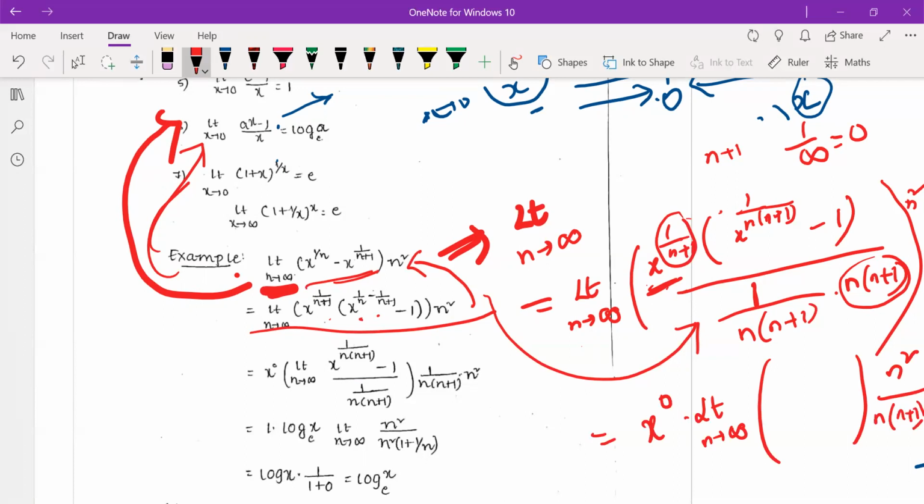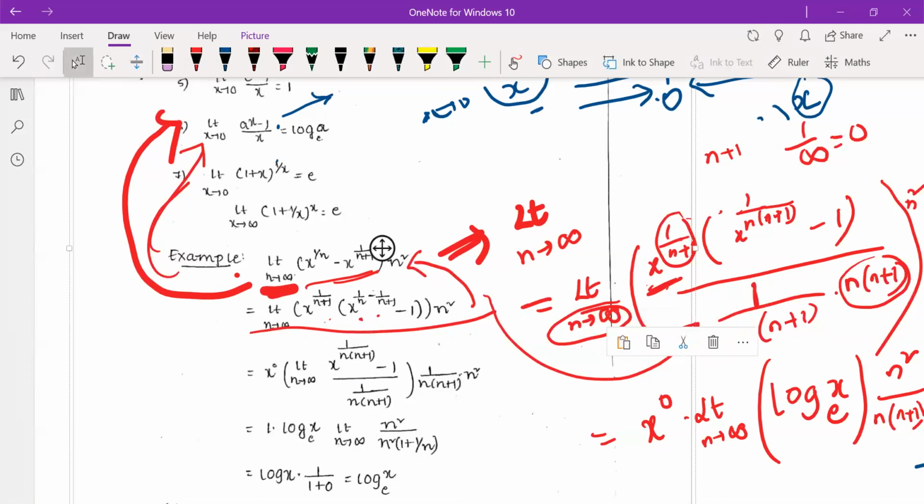Here this looks similar to this one. So this is log a base e. Here x is a. So log x base e. I forgot to tell, the limits are changed, the boundaries are changed. Here x tends to 0, here n tends to 0. When n tends to infinity, 1 by n into 1 by n into n plus 1 is infinity into infinity, which is always infinity. So 1 by infinity will be 0.